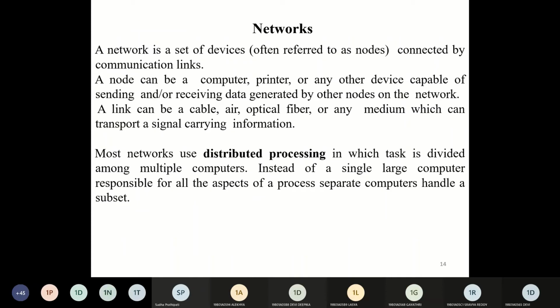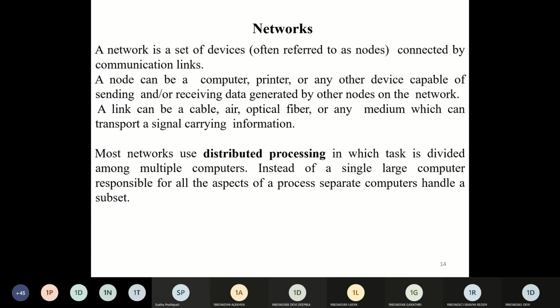A network is a set of devices connected by communication links. The devices are also termed as nodes. A node can be a computer, a printer, a mobile phone, or any other device that is capable of sending and receiving data. It is capable of generating data and also receiving the data that is generated by the other nodes on the network. So what is meant by a link over here?